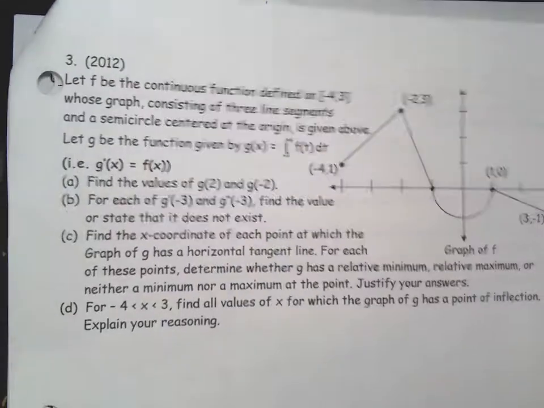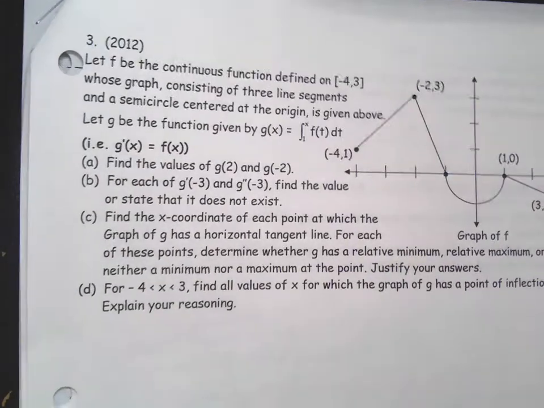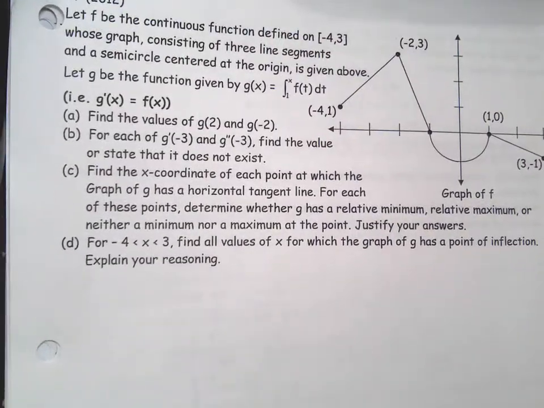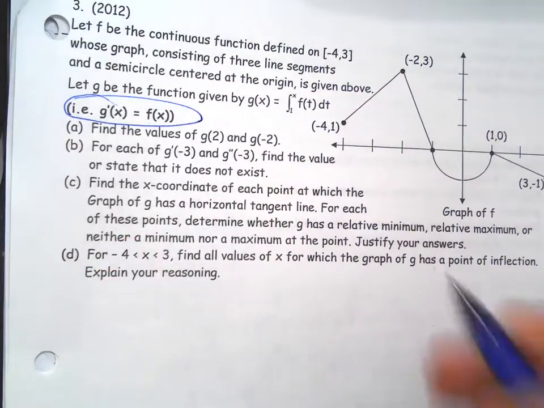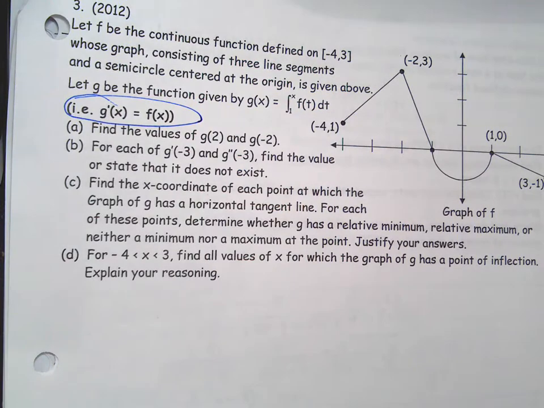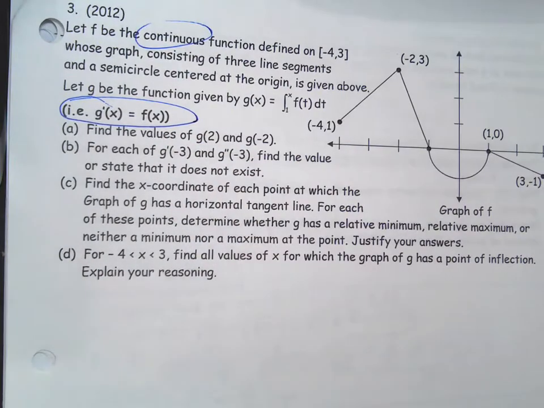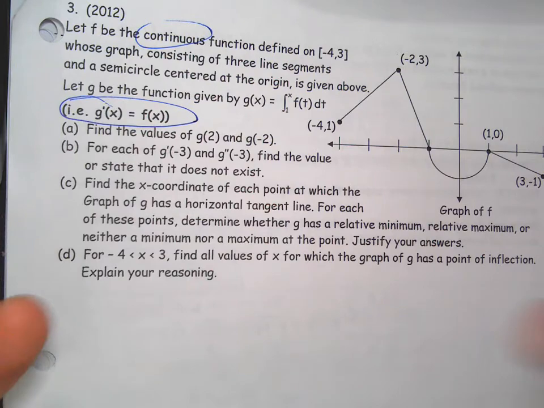Now this problem, I wanted you to try and do parts C and D, but I'm going to do the whole thing with you just to show you guys some of the stuff that's coming up. And I did add something, because maybe that wouldn't be obvious to you. It says let f be a continuous function defined on negative 4 to 3, whose graph consists of 3 line segments and a semicircle centered at the origin, given above. So this is the graph of f.